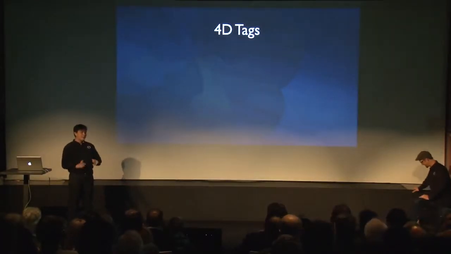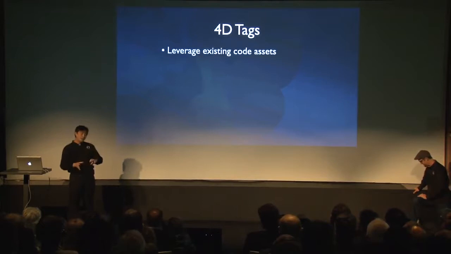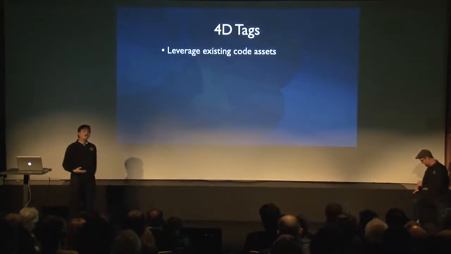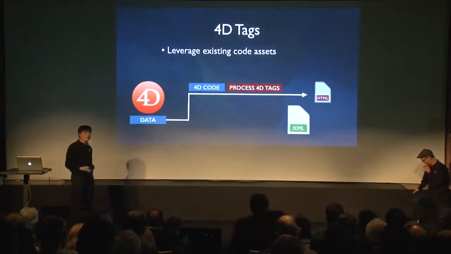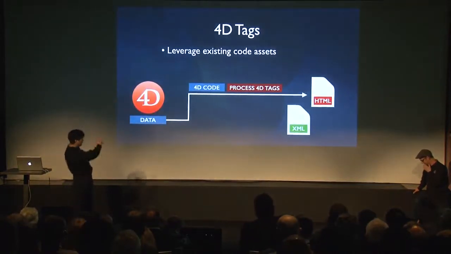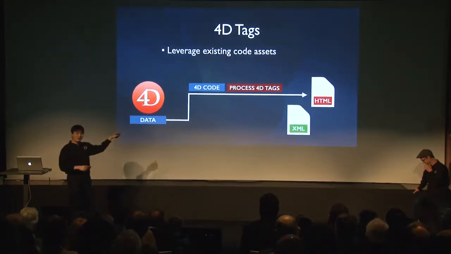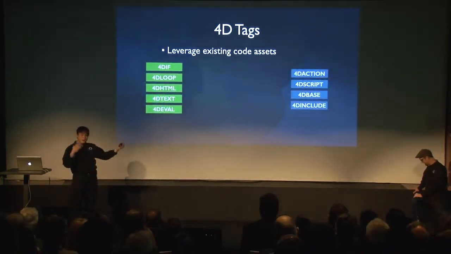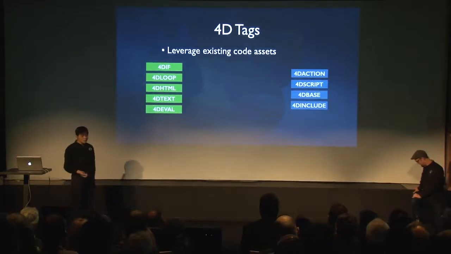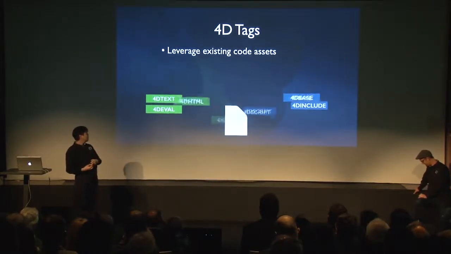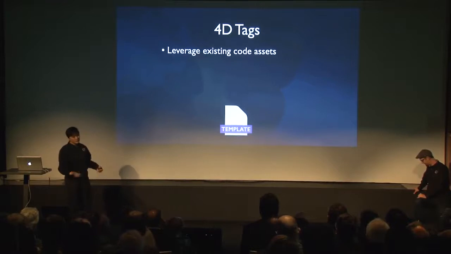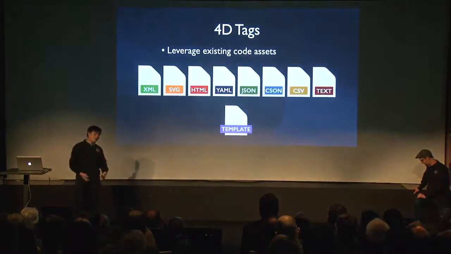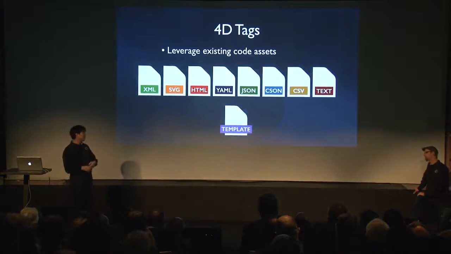4D tags. What's the point? Well, it allows you to take full advantage of existing code. Whenever you have to work with XML or HTML, you can just process 4D tags. It allows you to take a quick shortcut to your end result. By taking advantage of the various 4D tags at your disposal, you can quickly create a template. And once you have a template, you can use the same method to generate all sorts of different documents.